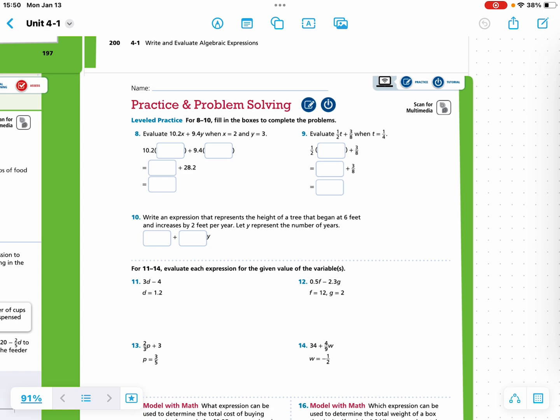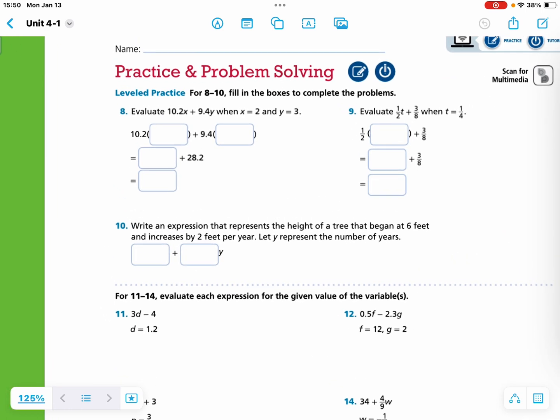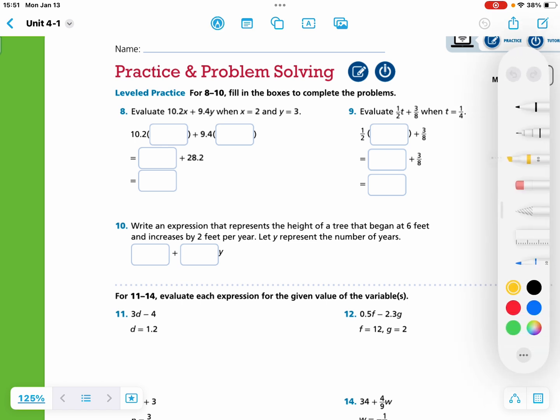So looking at number 8, it says evaluate 10.2x plus 9.4y when x equals 2 and y equals 3. Now this word evaluate simply means to solve. It wants us to solve this equation whenever we plug in these two numbers. Now we did discuss as well that we're just going to be plugging in 2 every time you see x and 3 every time you see y.